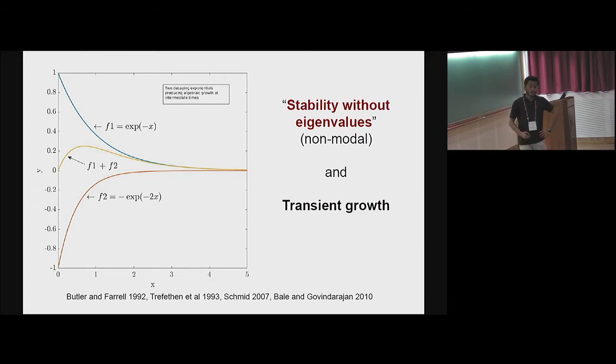So this really eluded researchers in fluid mechanics for a big period of time, and this could only be understood by non-modal analysis. You cannot really understand the system mode by mode, but only by a combination of different modes, and hence this was termed stability without eigenvalues. And the short time energy growth that happens in the system is called the transient growth.